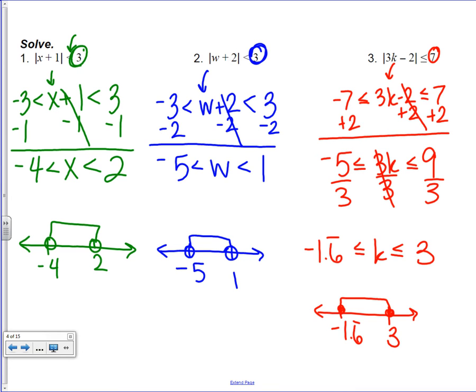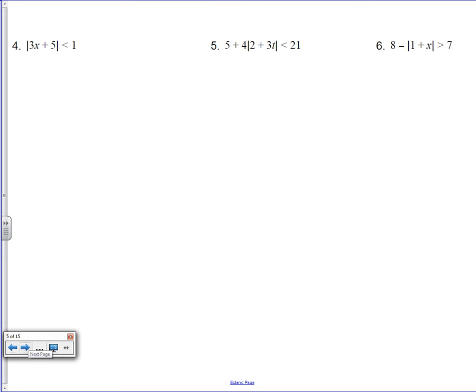Flip it over to the back, and let's do 3 more. The first thing you need to ask yourself is, is that absolute value isolated? It is, so I'm ready to set up my less than inequality. My critical number is 1. So on the left goes the negative version, in the middle goes what's inside the absolute value, and on the right goes the positive version.